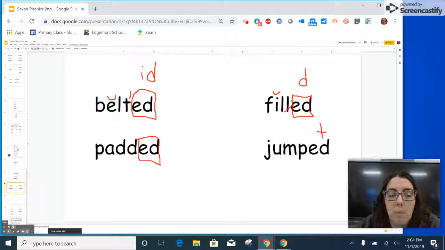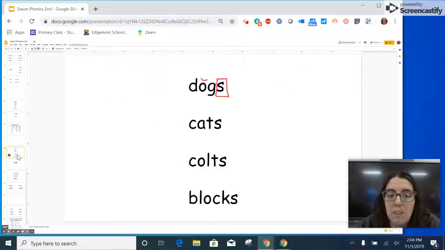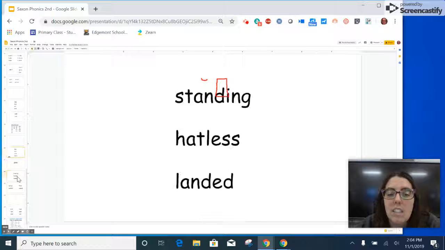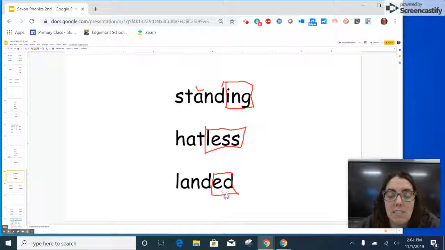So today we've talked about 4 different suffixes. We had suffix s, suffix ing, suffix less, and suffix ed. You're going to get a chance to practice reading and coding these words with these suffixes.